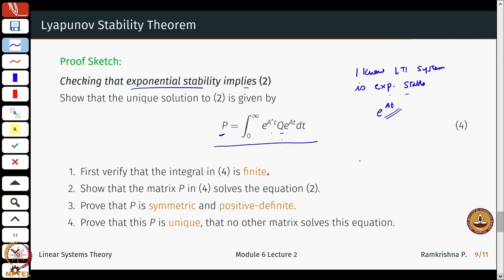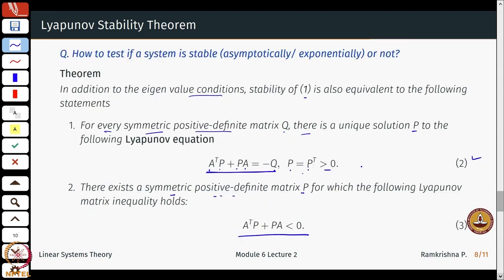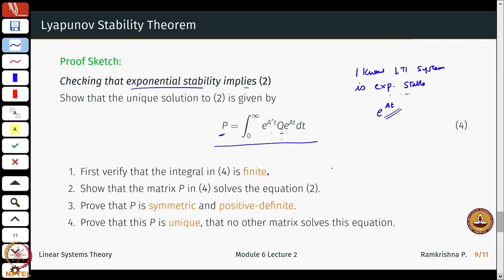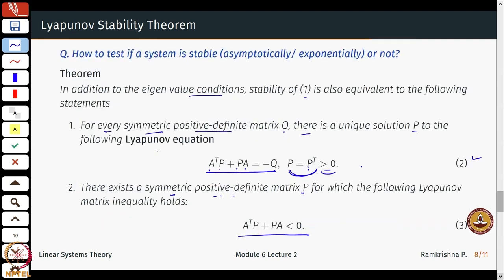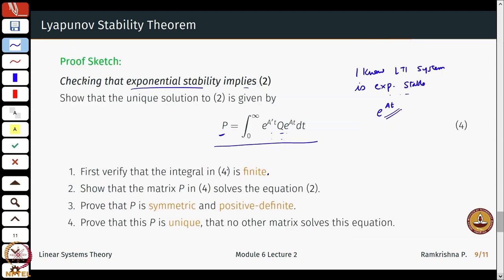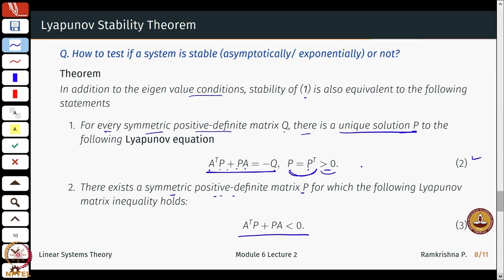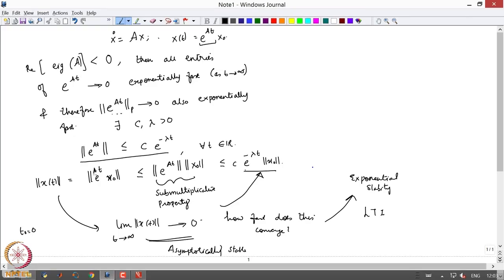Not only that, we also should show these extra properties: that this P, whenever it solves that equation, is symmetric and positive definite. Lastly, we should be able to show that this P is unique, because I am looking for a unique solution P to what I call the Lyapunov equation. So, what does stability mean? Given a matrix Q, can I find P which solves this equation such that this P is unique, symmetric and positive definite? Okay, let's do these steps one by one.